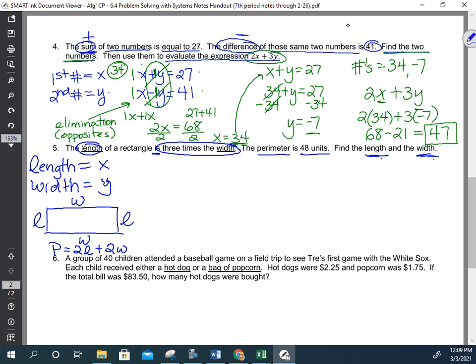So now let's set up the two equations. Let's start with this first sentence. The length of a rectangle is 3 times the width. Anybody think they can give me that equation?